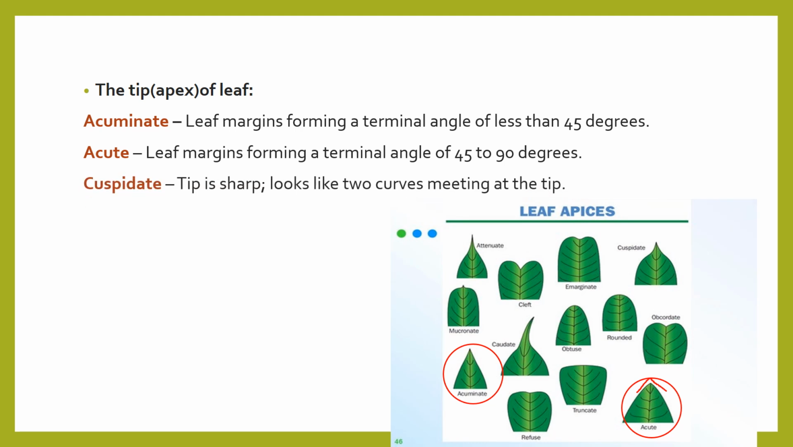Cuspidate tip is sharp. In cuspidate, the tip is sharp and looks like two curves meeting at the tip, like this one. Observe the tip is sharp, and it looks like two curves meeting at the apex of the leaf, and it's called cuspidate.